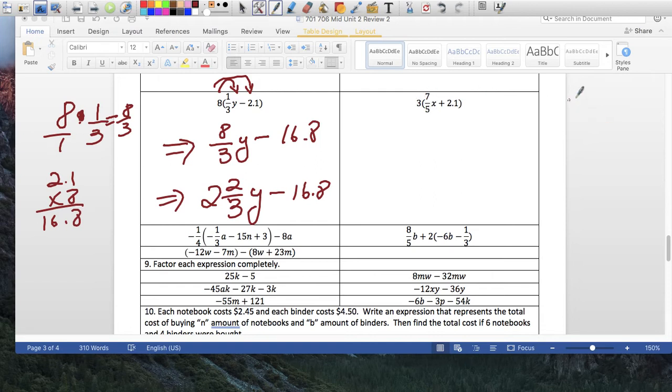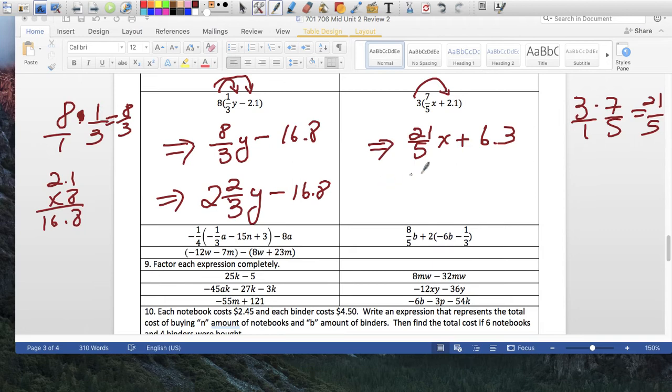Next one is 3 times 7/5. 3 times 7 is 21. I can't simplify before multiplying. This is over 1, and that's 5. So again, 21 over 5x, and then plus, because they're both positives, 2 times 1 times 3 is 6.3. Again, just like the last problem, you can leave it like this, but if you don't find this representation as one of your multiple choice answers, maybe you might need to change it. Okay, so that's it.